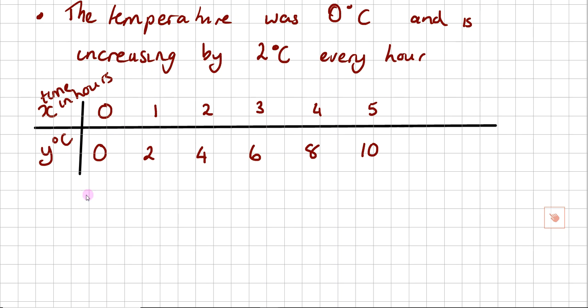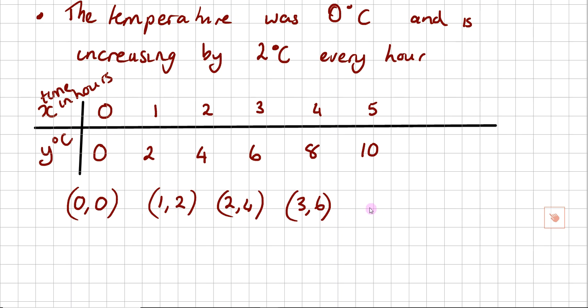So my first coordinate will be 0, 0. Yeah? The second coordinate will be 1, 2. And then 2, 4. 3, 6. Yeah. 4, 8. And then 5, 10.